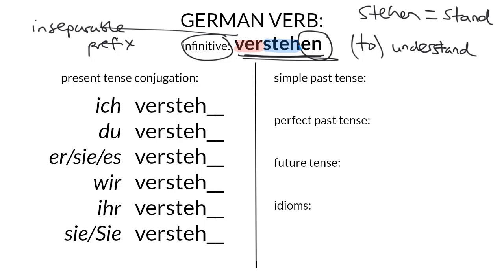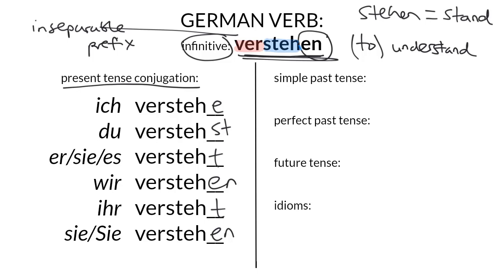Now let's practice some conjugation in the present tense. And of course, we've got rid of the en. And let's add our standard present tense endings. We've got e, st, t, en, t, en. And that is all correct. There are no oddities in the present tense conjugation here.